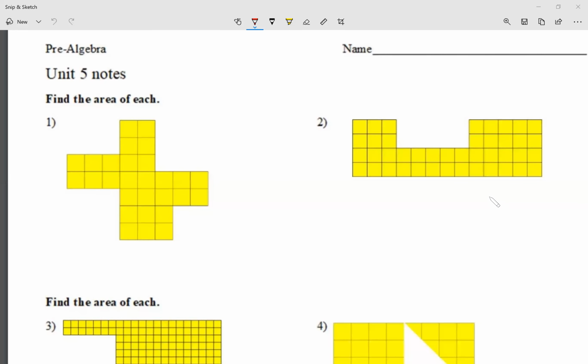For the first thing, I'm going to ask you to find the area of each. In reality, area is how many squares we can fit in there. Now, the size of the squares depends on what type of measurement I'm using. If I want miles squared, like give me the area in square miles, each square is 1 mile by 1 mile. If I ask you to give me the area in square inches, then each square is 1 inch by 1 inch.